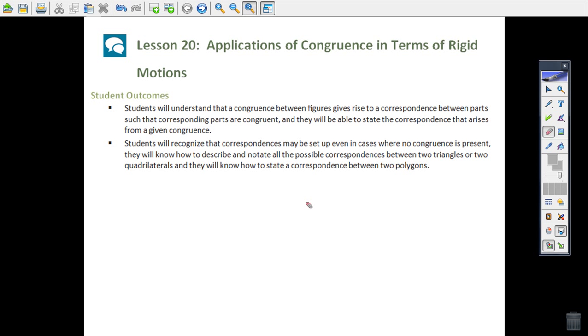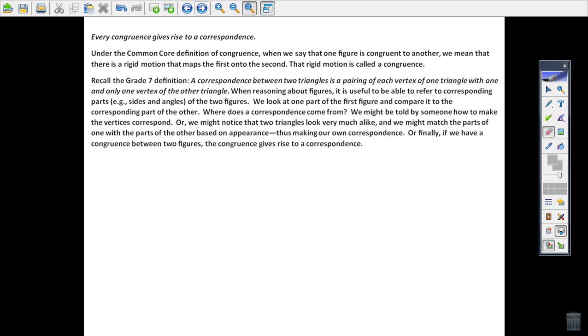So I can compare, for example, two sides in a polygon of two different polygons, compare two sides even though the polygons aren't necessarily congruent. We'll talk about some real-life examples where that matters. And then you're going to know how to describe and notate all of the possible correspondences between two triangles or two quadrilaterals, and know how to state a correspondence between two polygons. So those are the learning targets for today, the overall big picture. If you follow along on your page 114, we're pretty much going to go through this one chunk at a time.